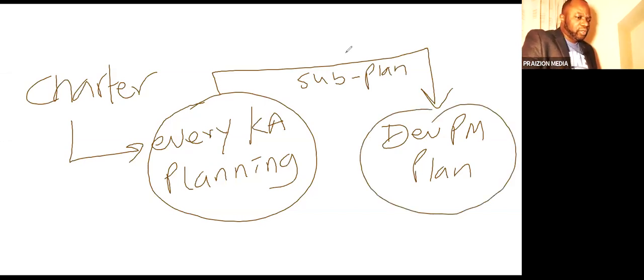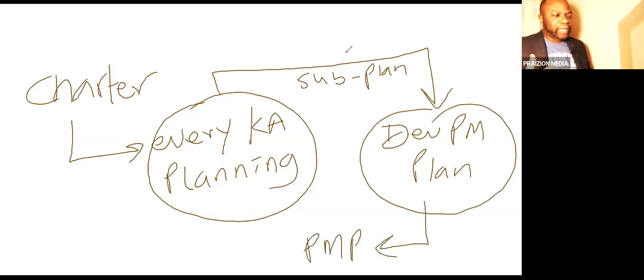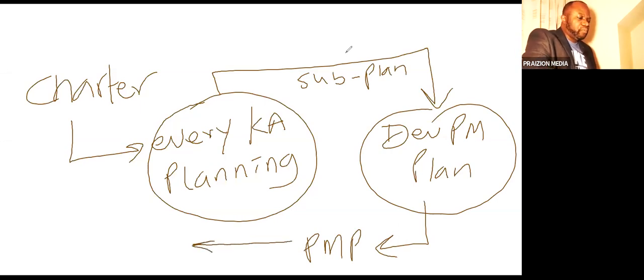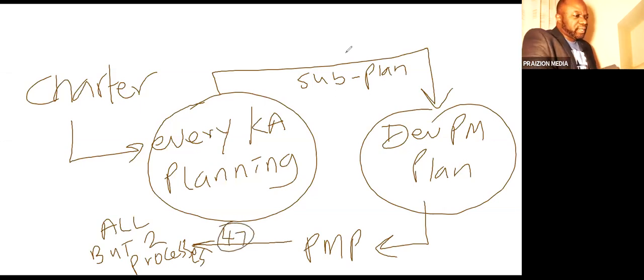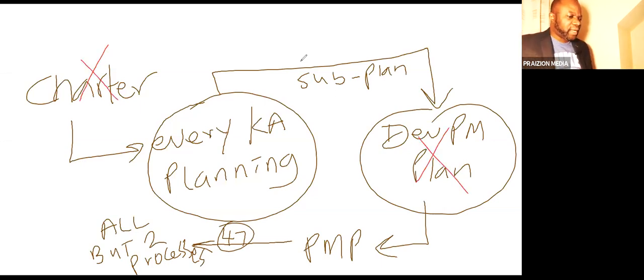And then you have your project management plan. I just call it PMP. And then the PMP goes to every one of the 49 processes, except two, all but two processes. In other words, 47. It's going to 47 processes. And the processes that it does not go to are develop project charter and develop project management plan. But everything else uses the project management plan. And that is how the project charter is connected to everything that happens in project management.